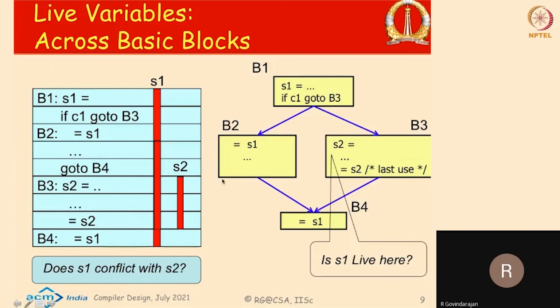Because it is live through basic block S2, and this particular variable which we were talking about is defined over here and its last use is over here, that's its live range over there. My question was, can S1 and S2 share the same register? The answer is no, because S2 is actually live through the basic block, even though it is never used in here. Therefore, they conflict with each other, and therefore they cannot use the same register.